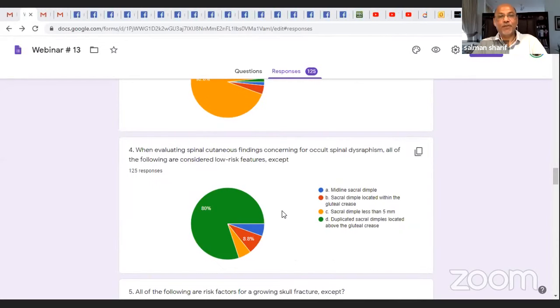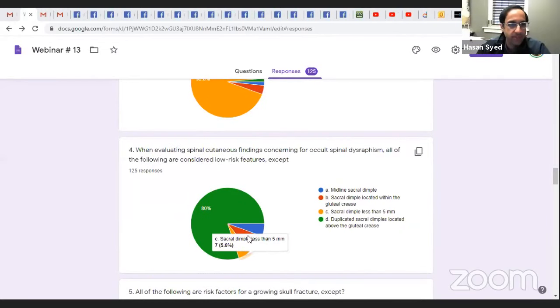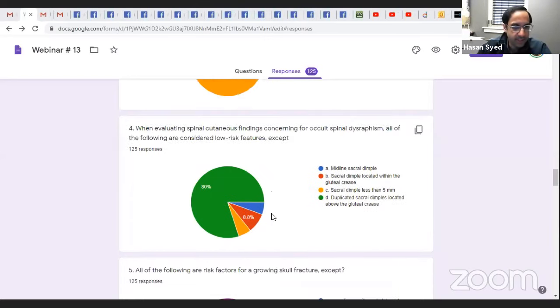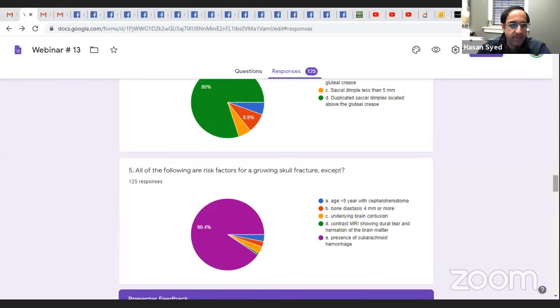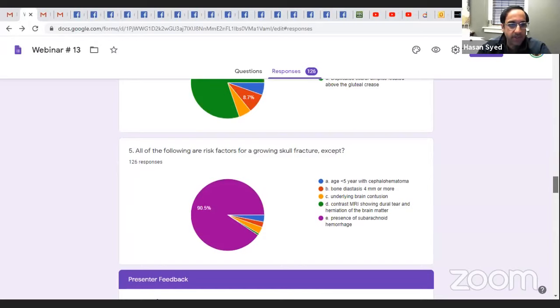Okay, and then 4th. When evaluating spinal cutaneous findings concerning for spinal dysraphism, all of the following are considered low risk features except, and the correct answer is D, duplicated sacral dimples above the gluteal crease. It looks like the majority of people answered that. And then 5, all of the following are risk factors for growing skull fractures except, and the correct answer is presence of subarachnoid hemorrhage, which the majority of people also answered correctly.